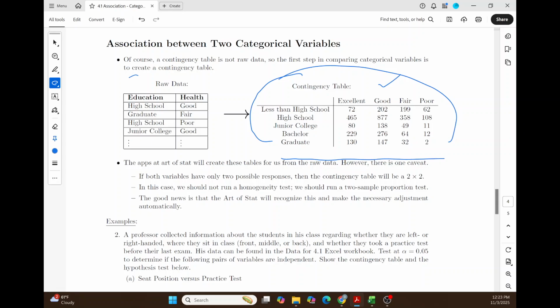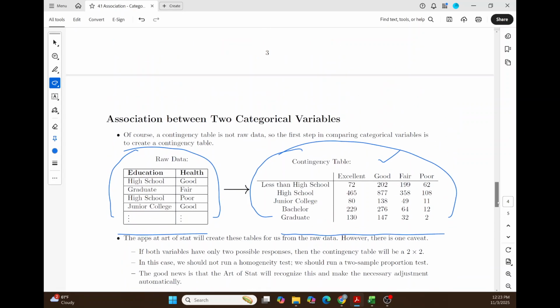Usually the raw data looks like this. It would just list off the responses for each variable. So in a set of raw data like this, each row in this table represents an individual. So this is a person who has a graduate degree and is in fair health, right? This is a person who has a high school diploma and is in poor health, right? This contingency table over here, it just summarizes the raw data.